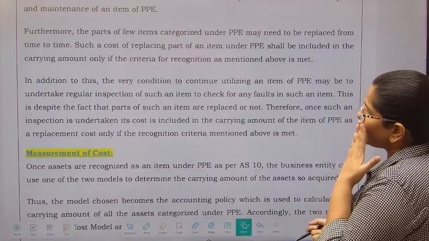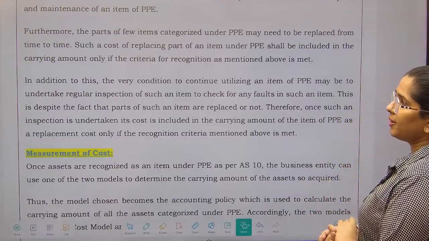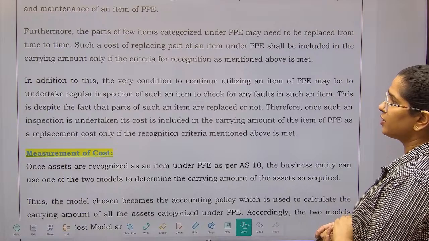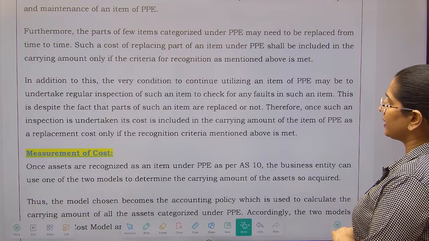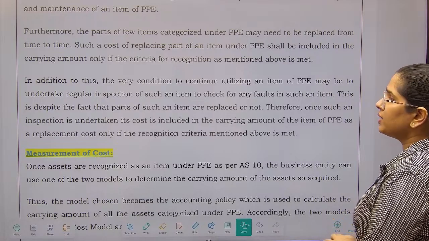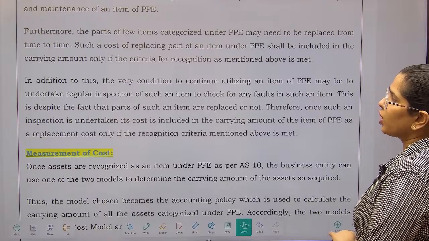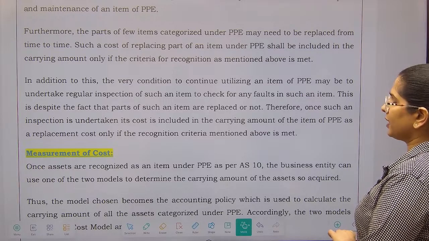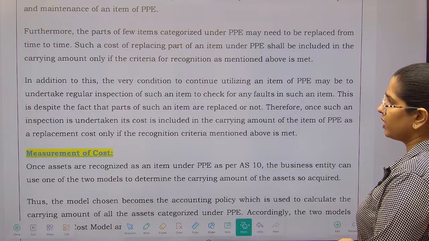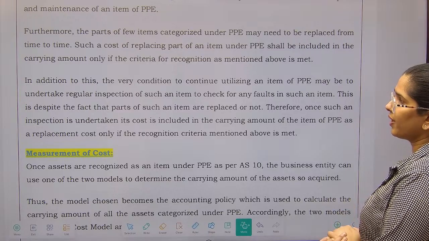In addition to this, a condition to continue utilizing may be to undertake regular inspections, right? So this is despite the fact that the parts of items are replaced or not. Therefore, once such inspection is undertaken, its cost is included in the carrying amount of the item of PPE as a replacement cost only if the recognition criteria above is met.